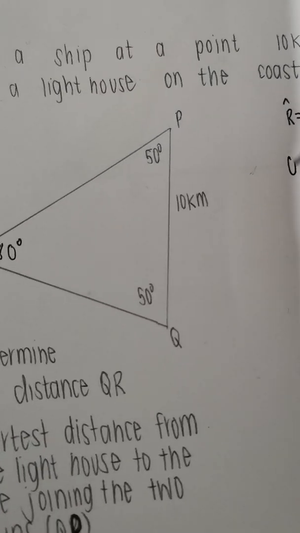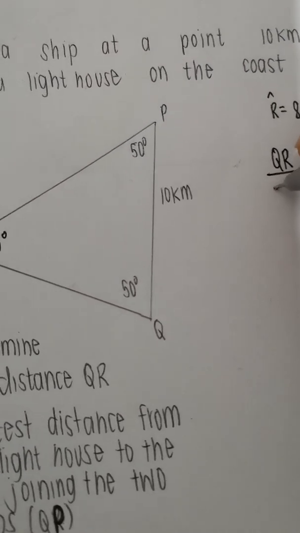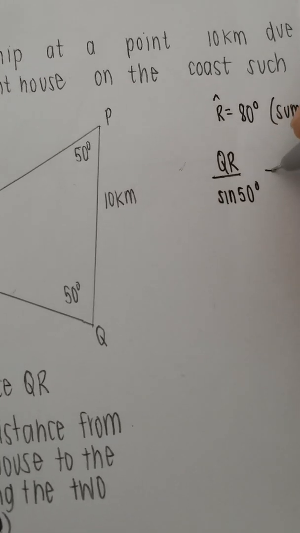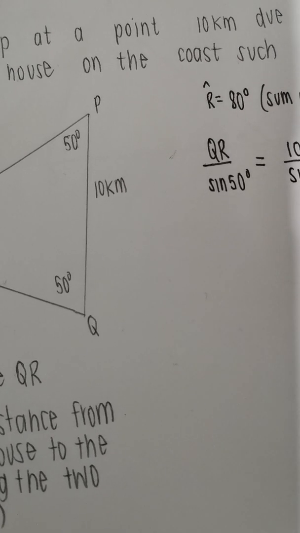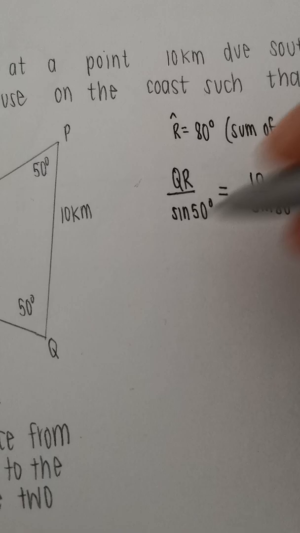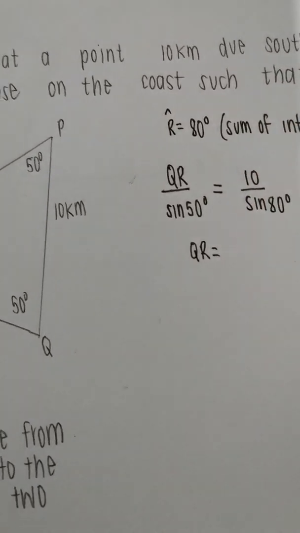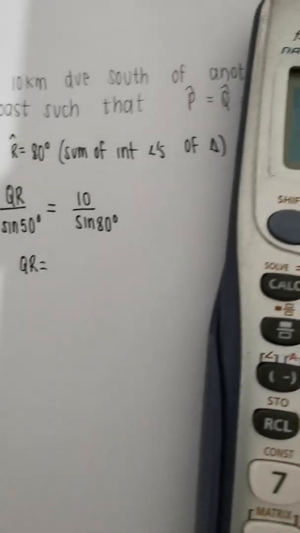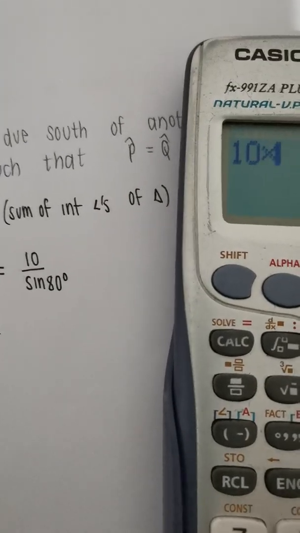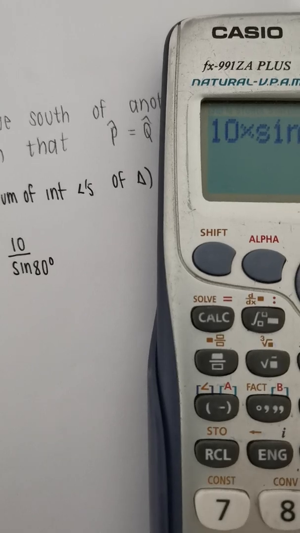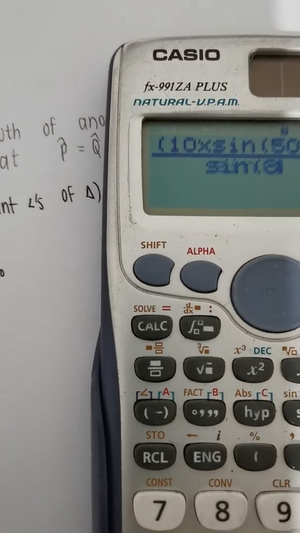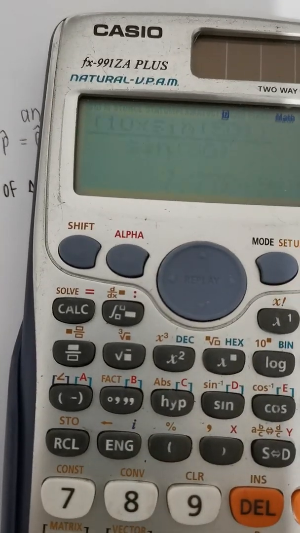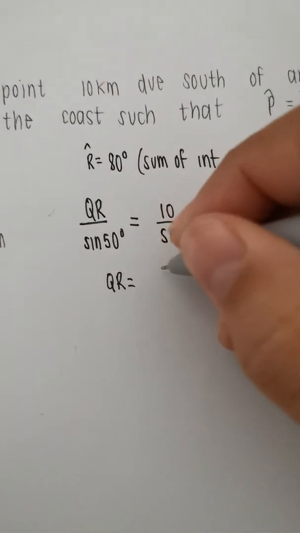So if this here is 80 degrees and we're going to be using the sine rule, I'm going to have QR over sine 50 degrees equals 10 over sine 80 degrees. Okay, therefore QR is equal to 10 times sine 50 over sine 80, giving us 7.78.